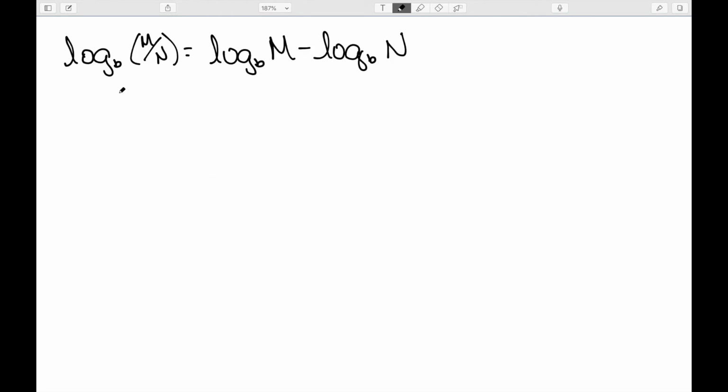The next one, log base b of m over n is equal to log base b of m minus log base b of n. If I take a logarithm of a quotient, I can take the log of the top minus log of the bottom.